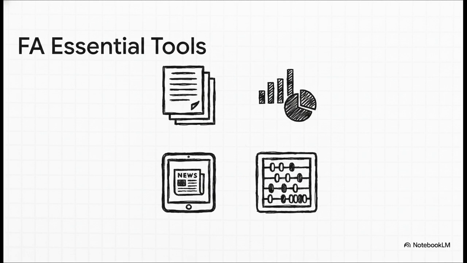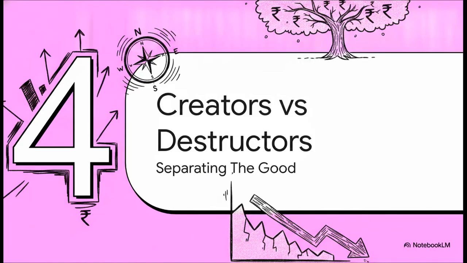And finally, MS Excel for basic arithmetic. I'm talking simple addition, subtraction, division, and multiplication here. With just these 4 mostly free tools and a bit of common sense, you can produce research that genuinely rivals institutional investors. Section 4. Creators versus destroyers.